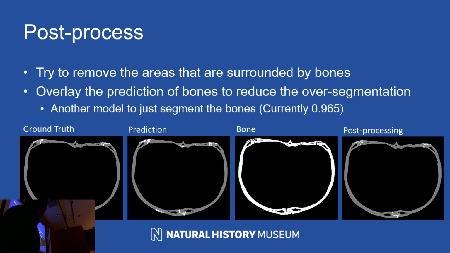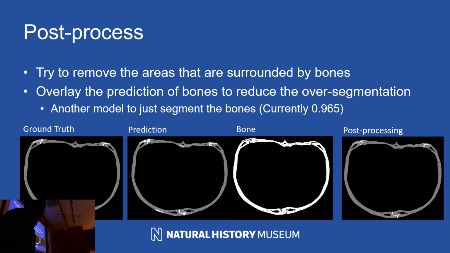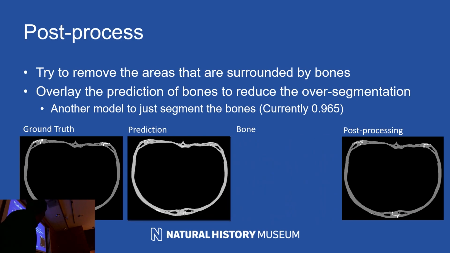The other one is I train another model just to purely predict the bone, so hopefully I can get a higher accuracy of bone, which I did, but it's a very slight improvement. But with this bone and non-bone map, I can overlay the bone onto the predicted sutures, which helps narrow down the over-segmented area.